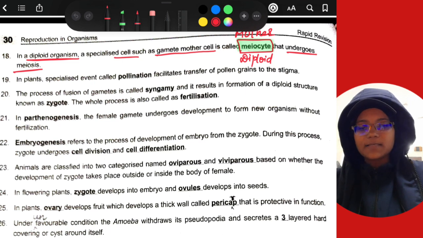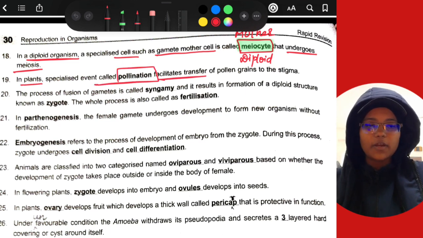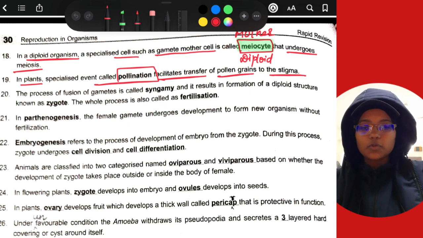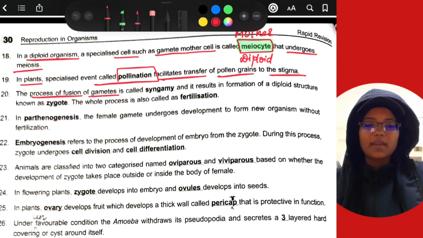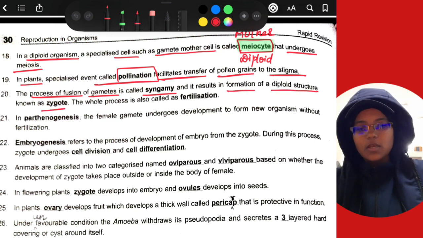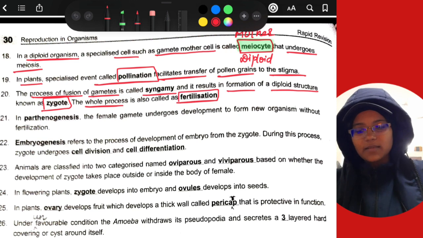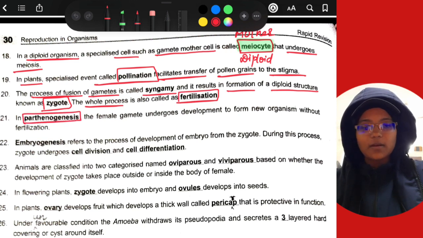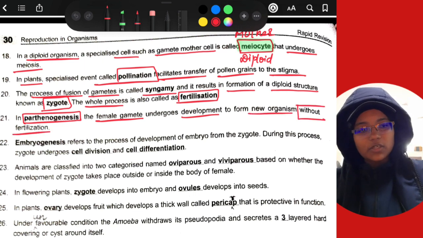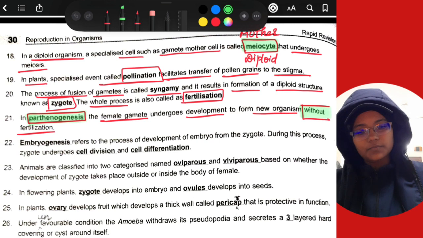In plants, a specialized event called pollination facilitates transfer of pollen grains to the stigma. The process of fusion of gametes is called syngamy and it results in formation of a diploid structure known as the zygote. The whole process is known as fertilization. In parthenogenesis, the female gamete undergoes development to form a new organism without fertilization.